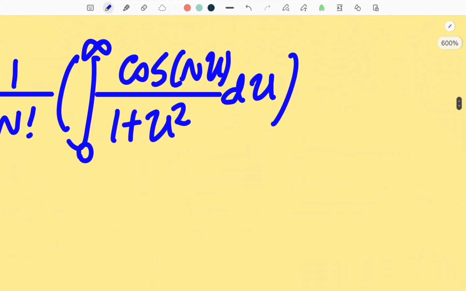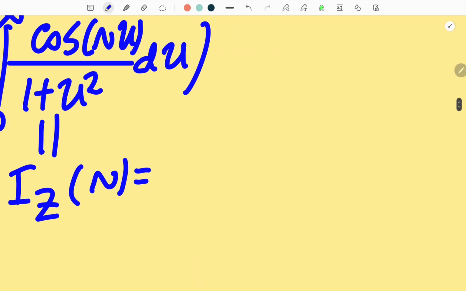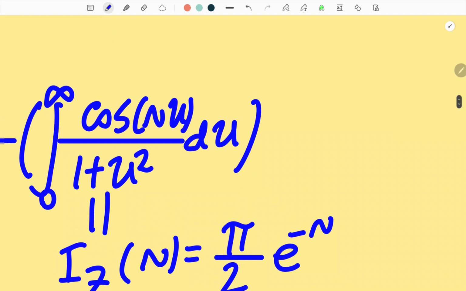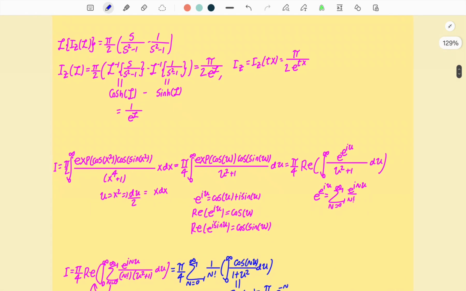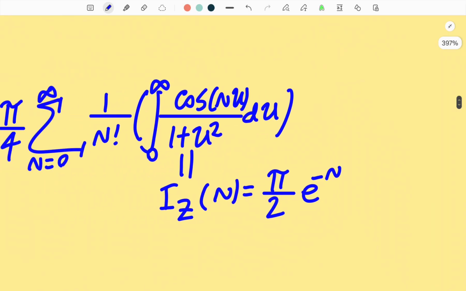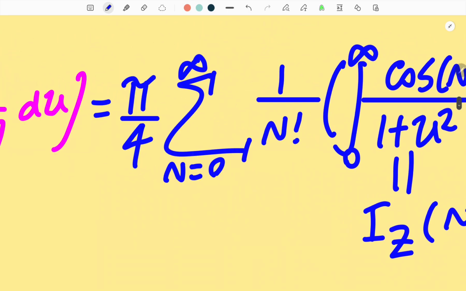So this right here equals I sub z of n, which then equals pi over 2 times e to the negative n. There we go. Yes, this should be true. So now, we can go ahead and bring this pi over 2 outside of the integral and sum. We can bring it out here. So it'll be a pi squared now, because pi times pi is pi squared. And 4 times 2 is, of course, 8.